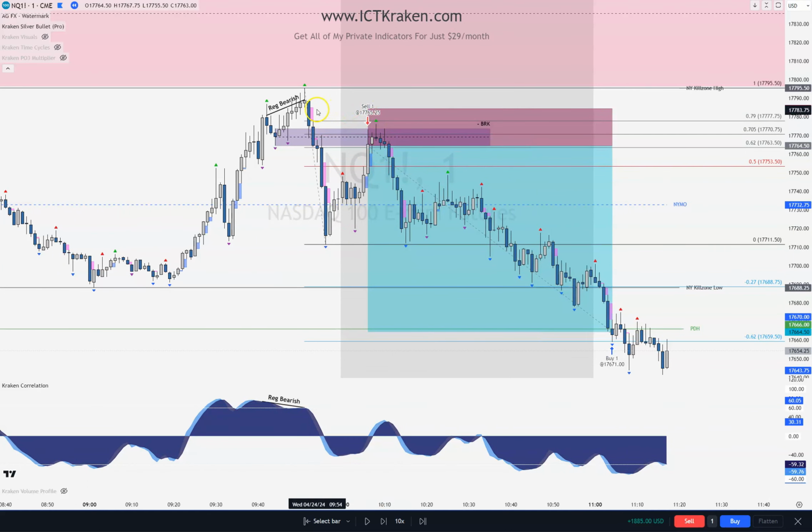Stop should go above this fair value gap. You can be really safe, you go above this high. I just had the standard 20 points that I usually use. And we're aiming for the previous day high, okay?